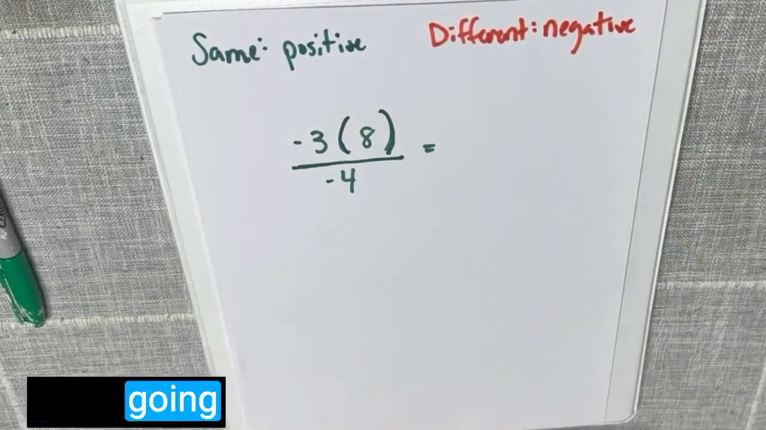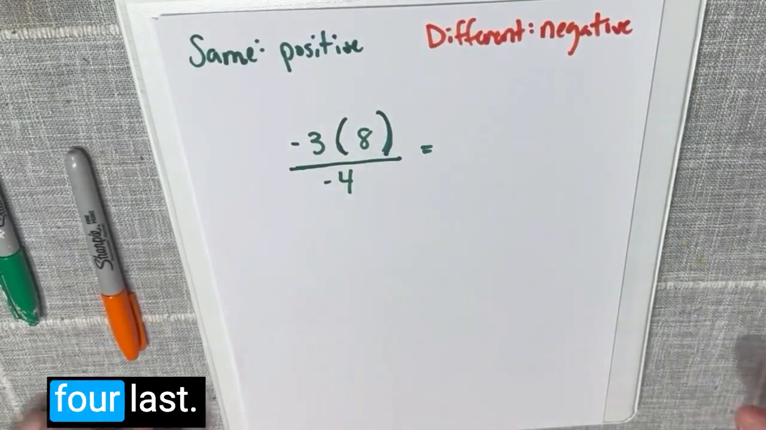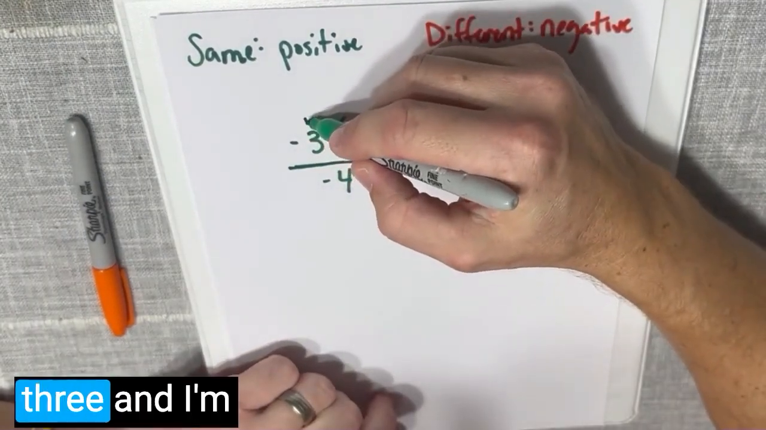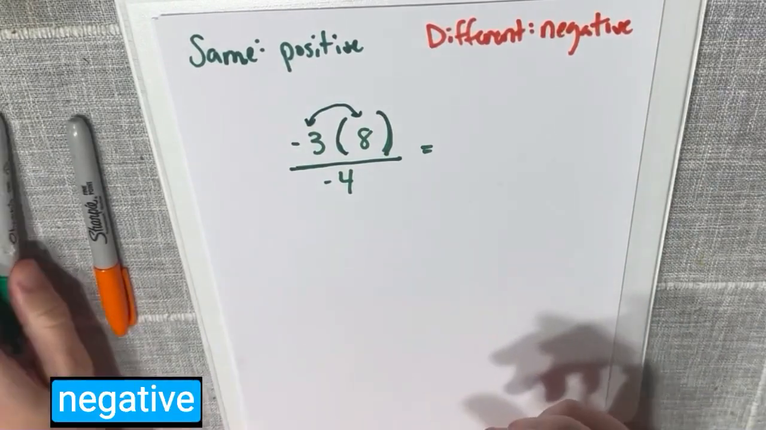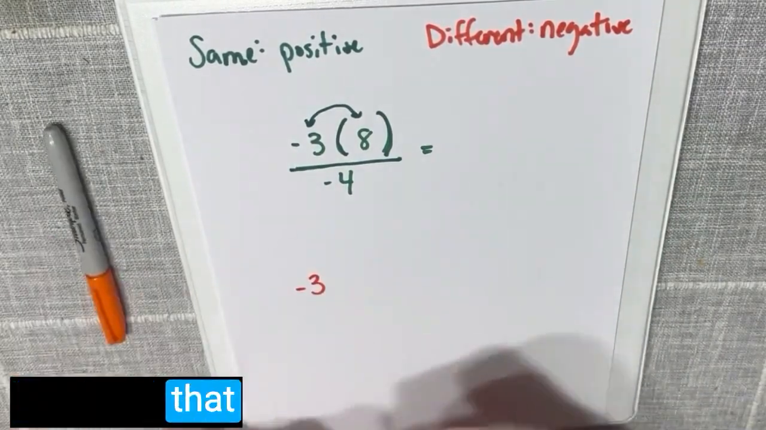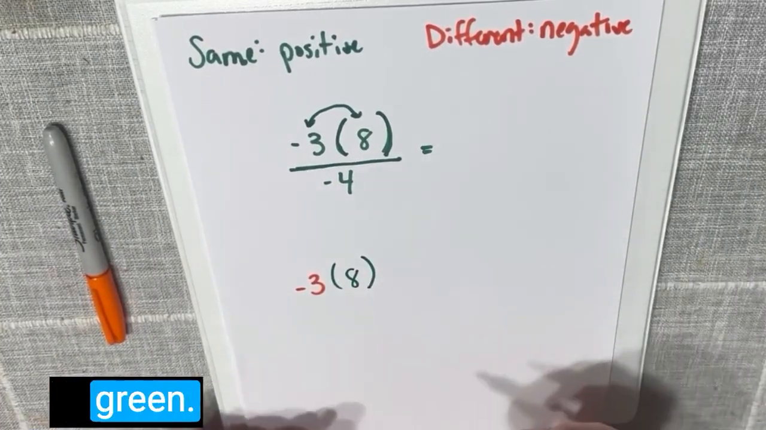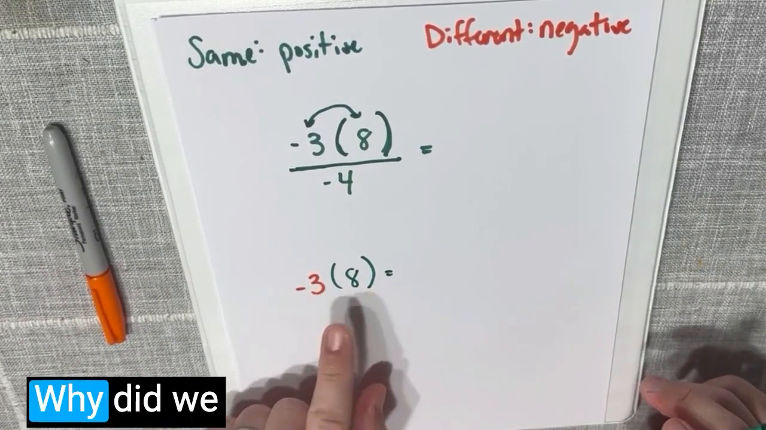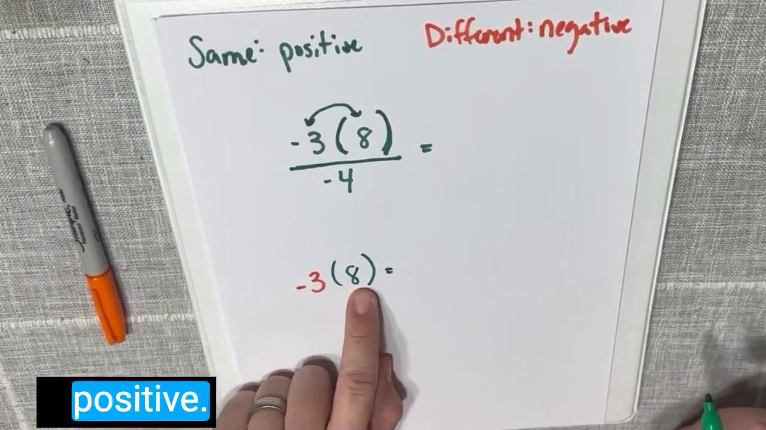The first thing we're going to do is focus on the top. So we'll worry about that negative 4 last, okay? I'm looking up here. I have a negative 3, and I'm multiplying it times a positive 8. So I'm going to write my negative number here: negative 3. And then that 8, there's no sign in front of it, which means it's a positive number. So I'm going to write that in green. Remember, they have two different colors. Why do we do that? This just reminds us that they have different signs. One's a negative, one's a positive.